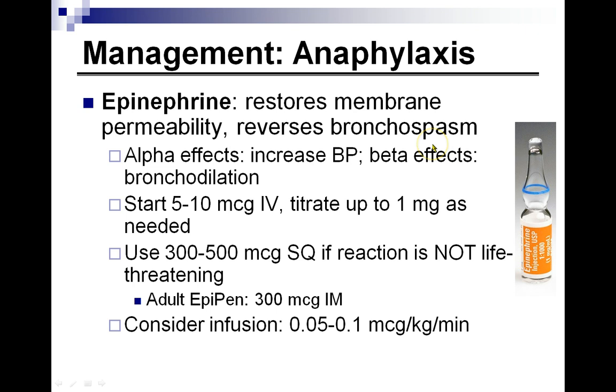If they are hemodynamically stable, 5 to 10 micrograms IV would be a reasonable first dose, titrating up to as much as 1 milligram if needed. And if the reaction isn't life-threatening, you might consider a sub-Q or an IM dose of 300 to 500 micrograms, so you'll get a little bit more of a prolonged response and less of the acute spike in serum epinephrine levels, leading to hemodynamic instability on the other end with hypertension and tachycardia. Just as a comparison, an adult EpiPen contains 300 micrograms of epinephrine.